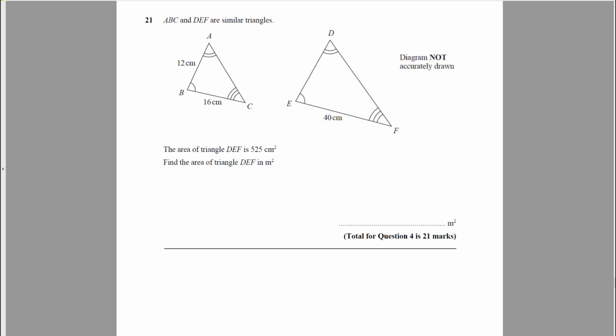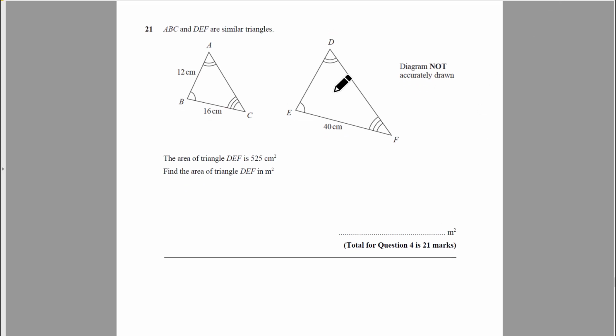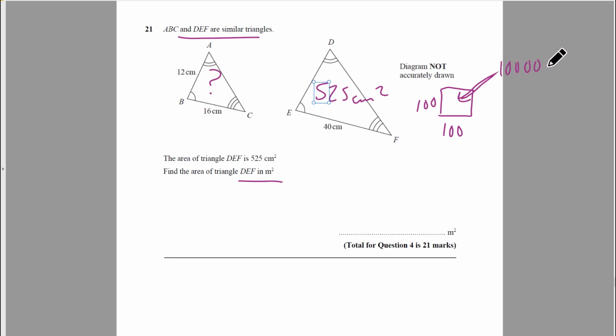Question 21. Similar triangles. We should be excellent at this. Okay, so I did this question earlier and automatically found this area. But you don't need to do this because it's saying find the area of DEF. So all this is a red herring, it's not needed. What you do need to know is if that's 100 centimeters and 100 centimeters, that area is going to be 10,000 centimeters squared. So 1 meter squared is 10,000 centimeters squared.